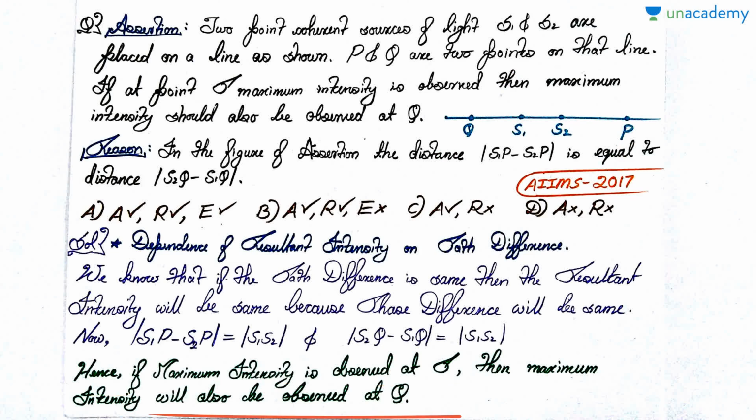So, option will be A. It's not shown here. Option will be A. Assertion is correct, reason is correct, and also the explanation is correct.